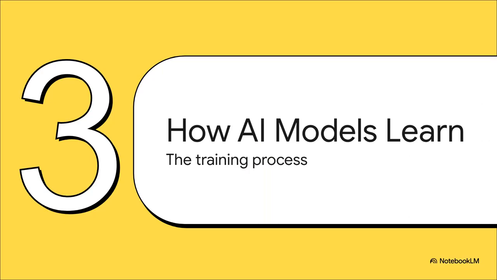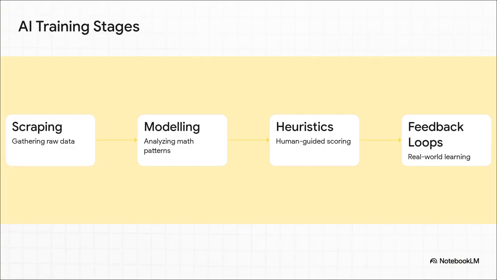Which brings us to Chapter 3, How AI Models Learn. Time to finally peel back the curtain on the training process. Building these models, especially the large language ones, relies on 4 very distinct sequential building blocks: scraping, modeling, heuristics, and feedback loops. Every single intelligent model has to go through this exact journey.